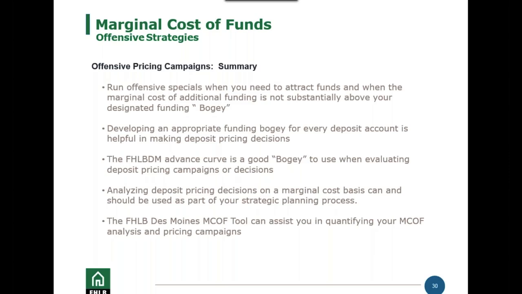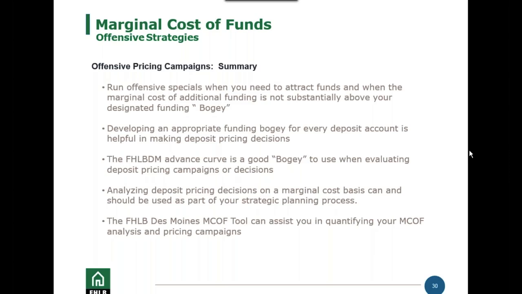Then Brett migrated into defensive strategies where you're playing defense. Should I pay up or should I stand pat? And then I moved into offensive strategies. Here maybe you have a vulnerable competitor where you have an opportunity and you want to seize upon it. You want to evaluate all of your pricing decisions at the margin using the marginal cost of funding tool. So in terms of offensive pricing, you run offensive specials when you need to attract funds and when the marginal cost of funding is not substantially above your bogey.